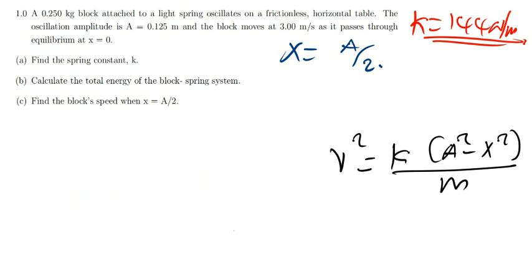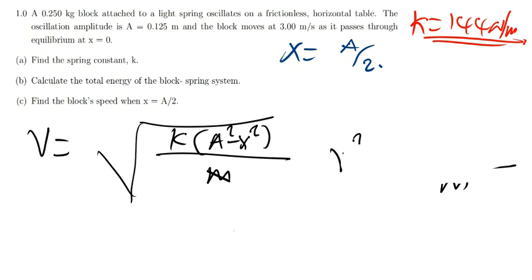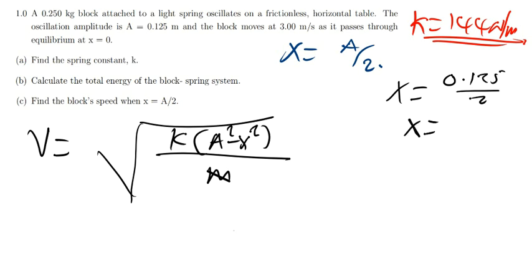Meaning that v will be equal to plus or minus, or you can just say the square root of k, open brackets, a squared minus x squared, everything divided by m. But remember, we have been told that where there is x, replace it with a over 2. So x will be equal to, my a is 0.125 divided by 2. So now my x is going to be 0.0625 meters, like that.